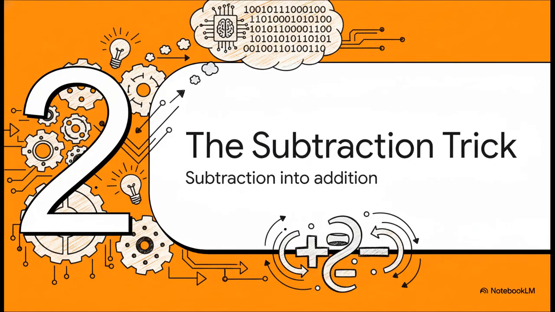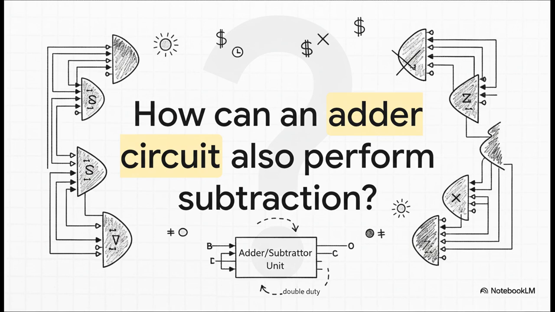All right, now we get to what I think is one of the most brilliant, most efficient little tricks in all of computer engineering. Seriously, this is where things get really clever. You got to think about efficiency, right? Building a circuit that can add numbers is already pretty complex.